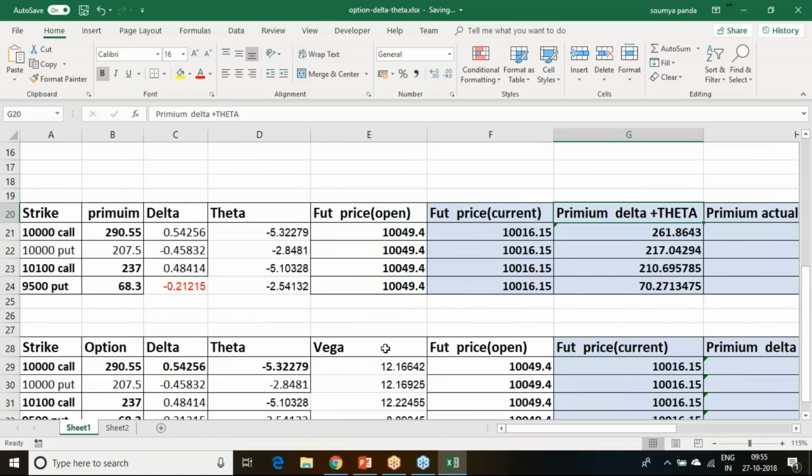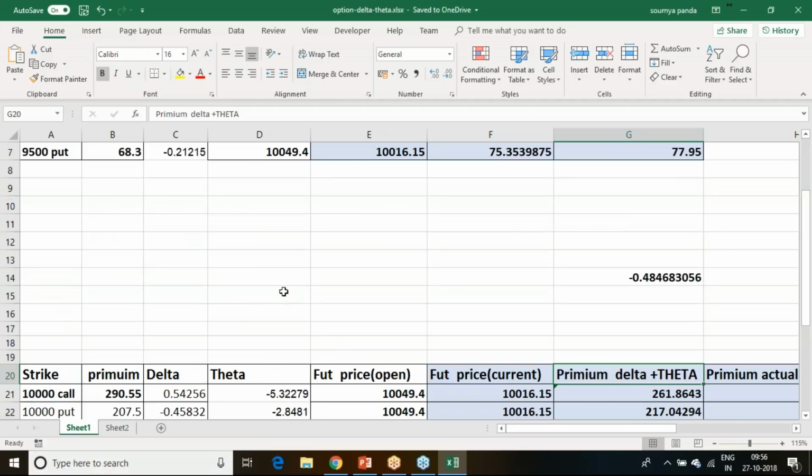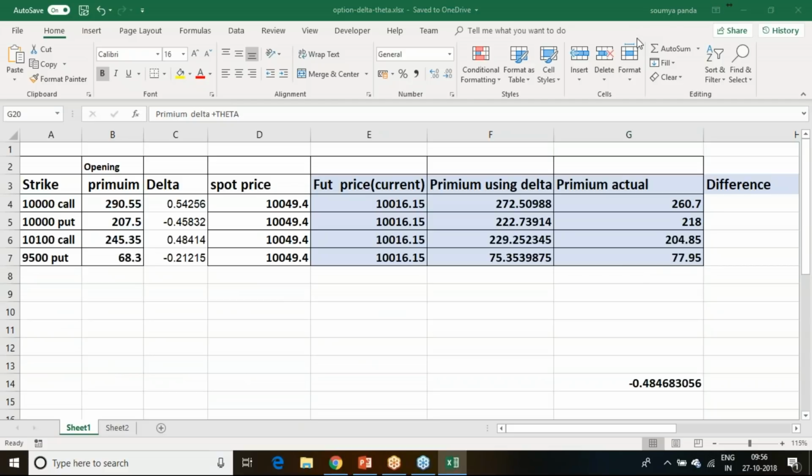This is the concept of delta, theta and Vega. However, whenever you do intraday, this information needs to be available on a real-time basis. Once at 10 o'clock you are trading, at 10 o'clock you require all these levels. So this dynamism is very important to estimate the actual premium.